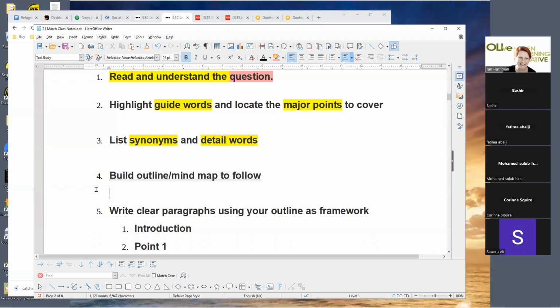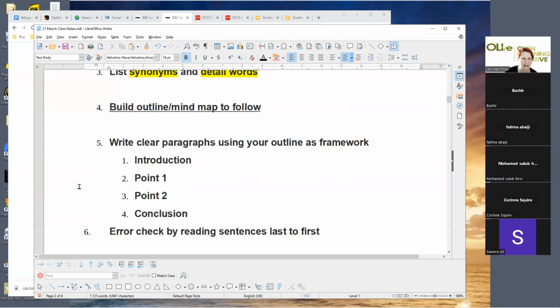So we're going to practice this today. Then we need minimum 4 paragraphs.